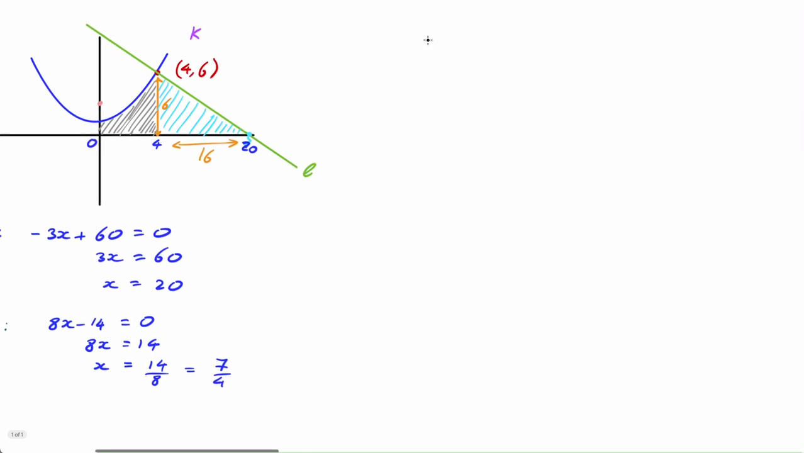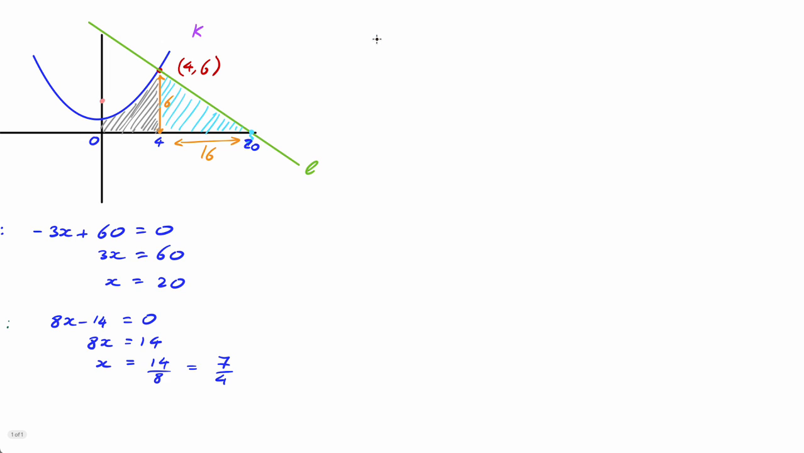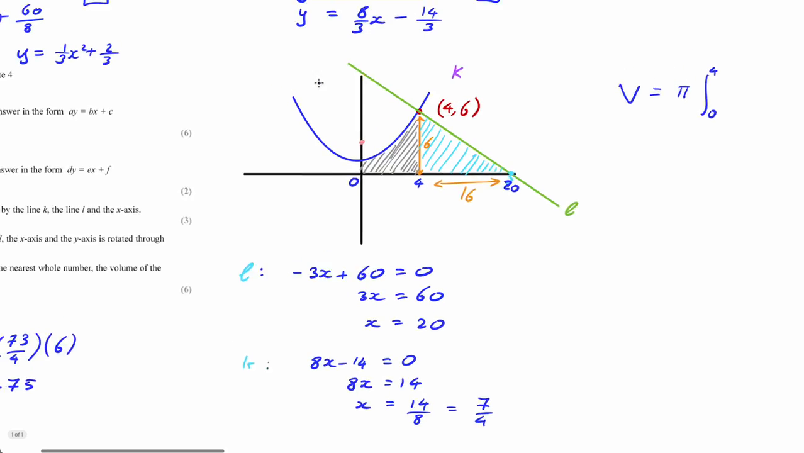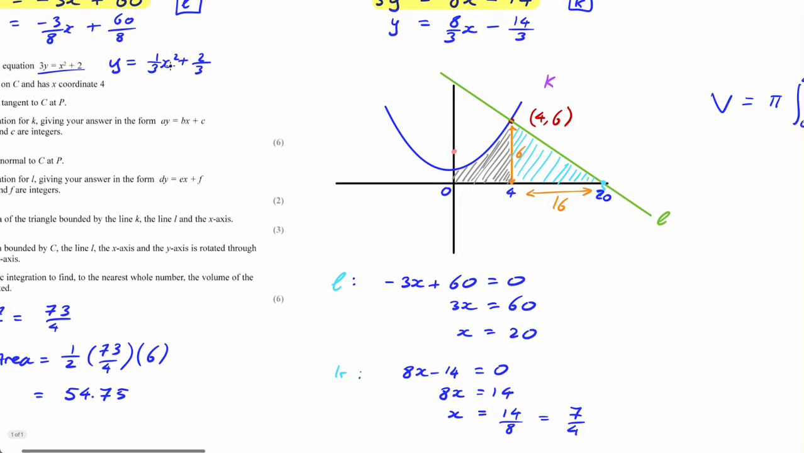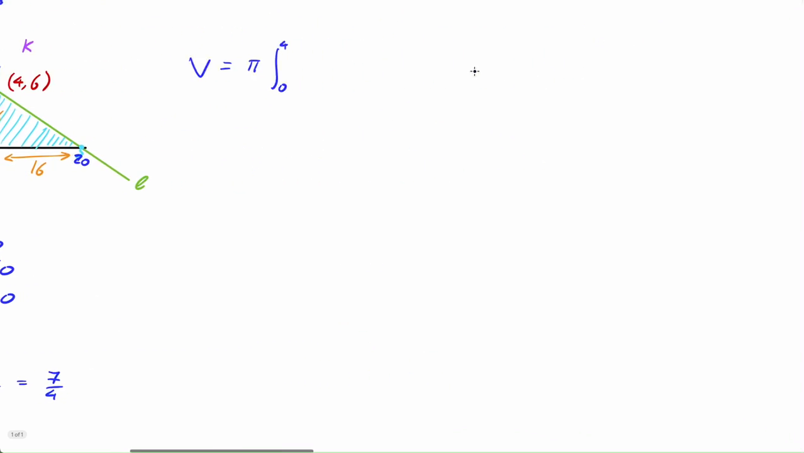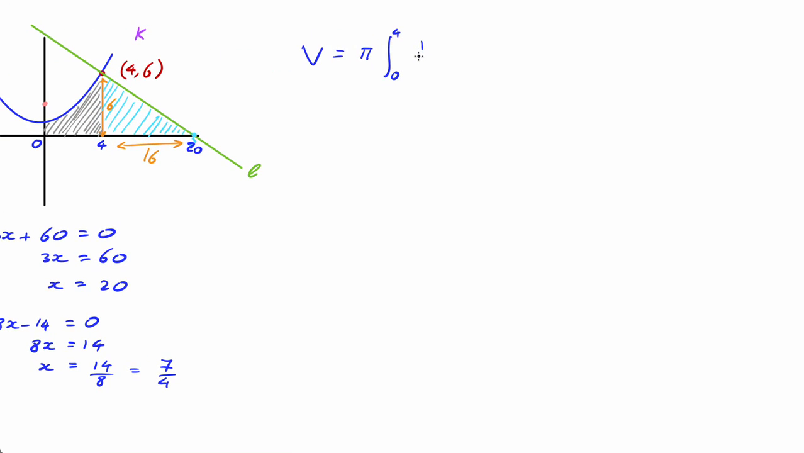Okay, so the volume is equal to pi times the integral from 0 to 4, that's from here to here, of y squared. Now my y is this guy. It's a third x squared plus 2/3. So this is a third x squared plus 2/3, and it's that squared. So it's pi times y squared dx plus the cone. So let's do this first.